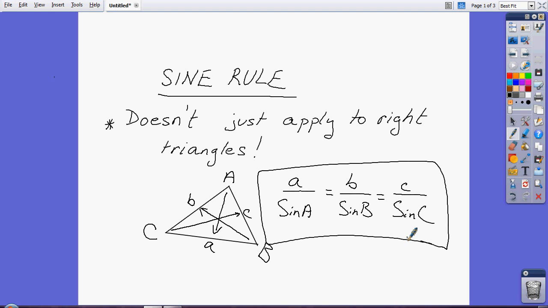So that's the sine rule. More probably though, you'll be using only two of those terms instead of all three. So you'll more often than not see it written as simply a over sine A equals b over sine B.